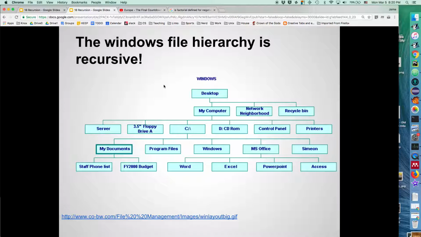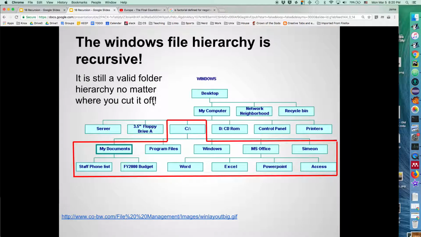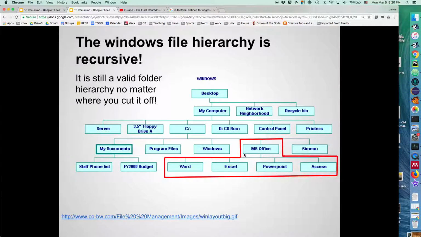And what's great about recursive structures is it doesn't really matter where you start. So we're sort of starting here and saying, well, we're starting at desktop and everything else is kind of inside desktop. Well, what if we didn't start with desktop? What if we started with C? Is this a valid folder hierarchy? Yes, of course it is, right? Because C is a folder which has these folders inside it. And for example, MS Office is a folder which has these folders inside it, right? So it doesn't matter where you cut this structure off, it works. Let's do it again. Let's start at MS Office. This is a folder which has these folders in it. This is still a valid folder hierarchy.